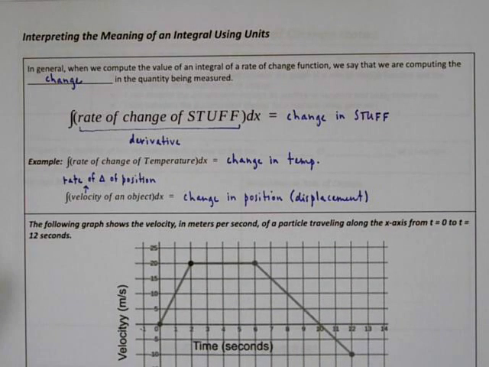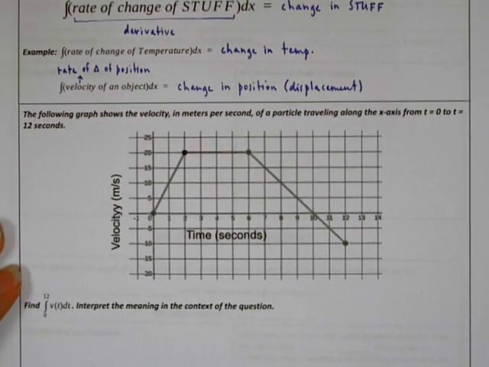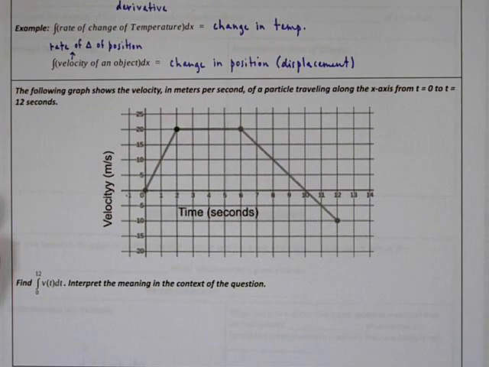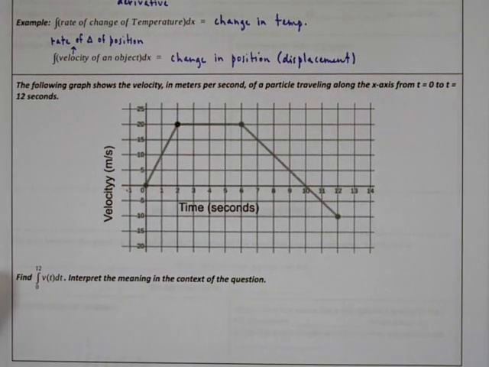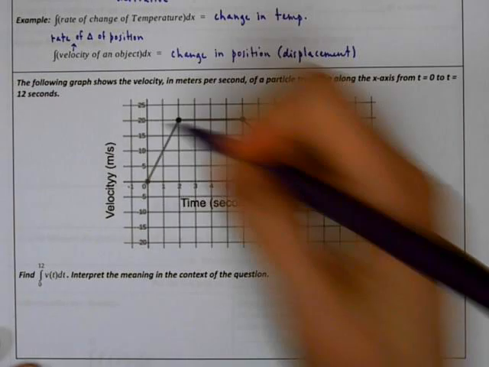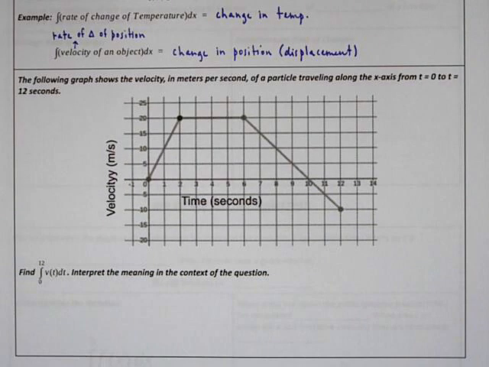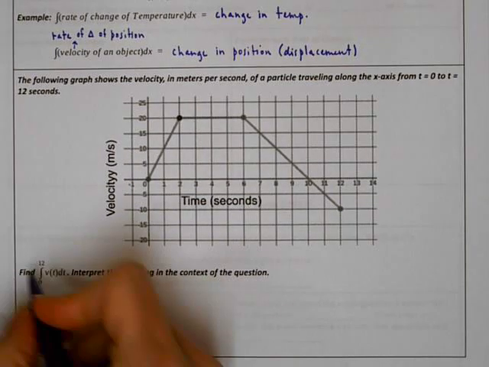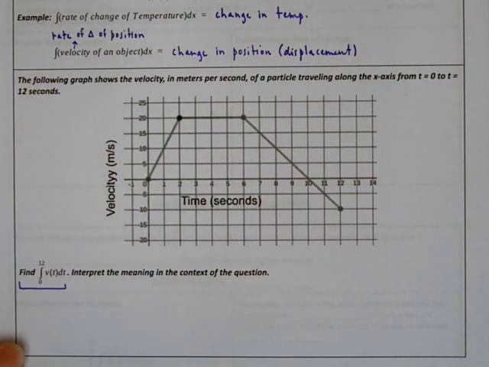So we'll look at a couple of examples on how we interpret, and then that'll do it for today. All right, so let's see here. The following graph shows the velocity in meters per second of a particle traveling along the x-axis from t equals 0 to t equals 12 seconds. Okay, so along my x-axis I have time, and then my y-axis is velocity. So the first thing they're asking me to do is just find the value of that integral.